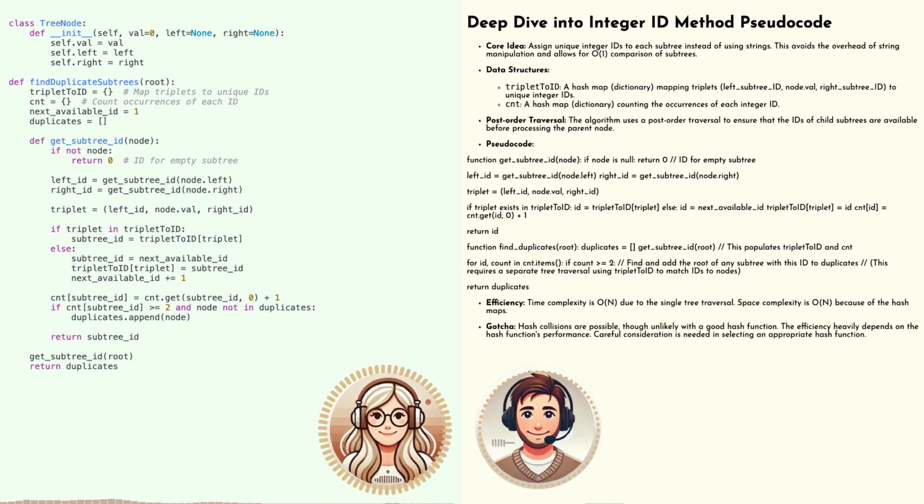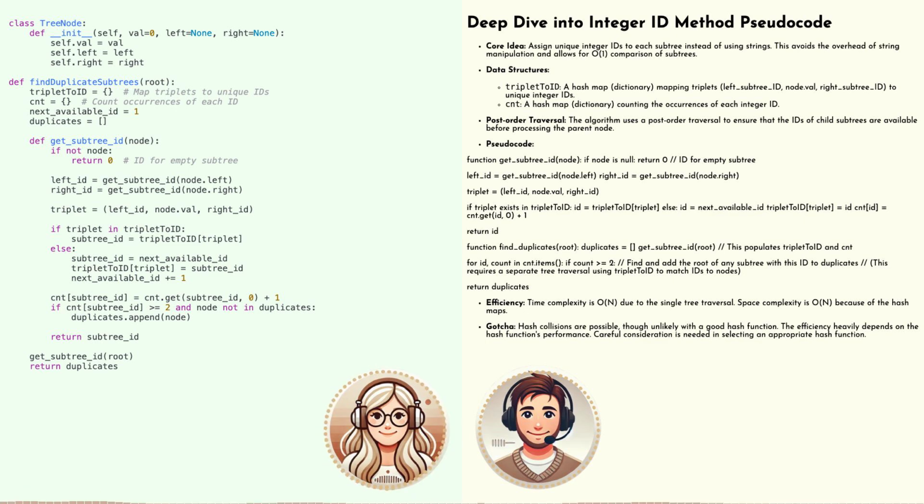Okay, so picture this. We have a function called, let's call it getSubtreeID. This function takes a node as input, and it spits out the unique ID for the subtree that's rooted at that node. So it's like asking the node, hey, what's your ID based on your family tree? Exactly. So what happens inside this function?